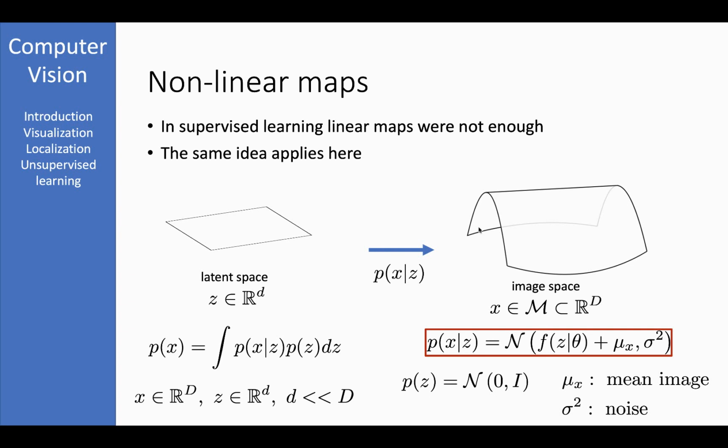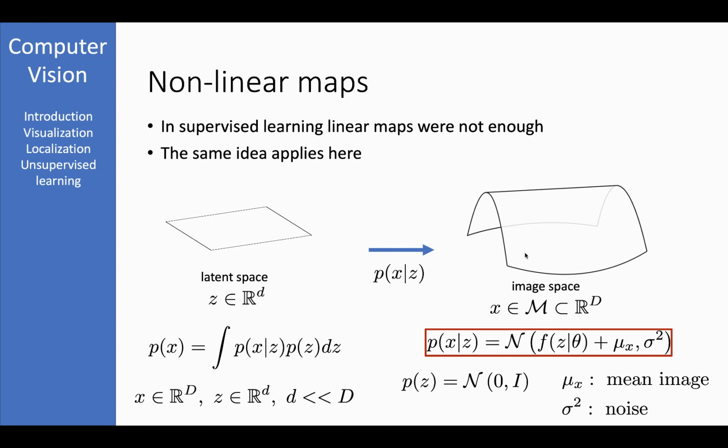In supervised learning, we've seen that these linear maps were not enough to do good classification. And the same thing applies to unsupervised learning as well. Instead of linear maps, we would like to be able to model nonlinear maps that take the latent space to the image space, and simply, instead of taking it to a hyperplane, just a rotation in the higher dimensional space, it actually creates a curved geometry.